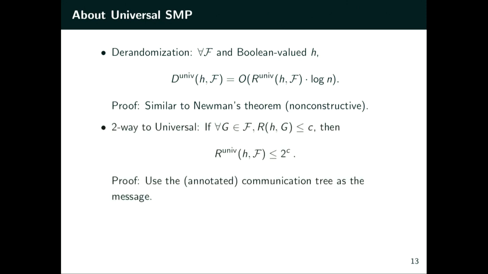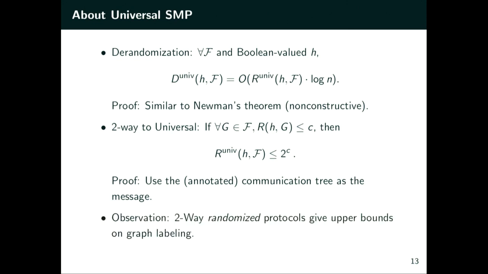And another interesting thing is that if we have a 2-way communication protocol for every graph in our family F, then we can get a universal protocol. And how we can do this is we can just say, well, for each one of these 2-way protocols, look at the communication tree, and then Alice and Bob are going to send an annotated communication tree that the referee can then use to reconstruct the protocol transcript. Okay, so from 2-way randomized or deterministic protocols, we can get universal protocols. And together, that means that we can actually use 2-way randomized protocols to get upper bounds on graph labeling problems, okay? Or upper bounds on universal graph sizes.